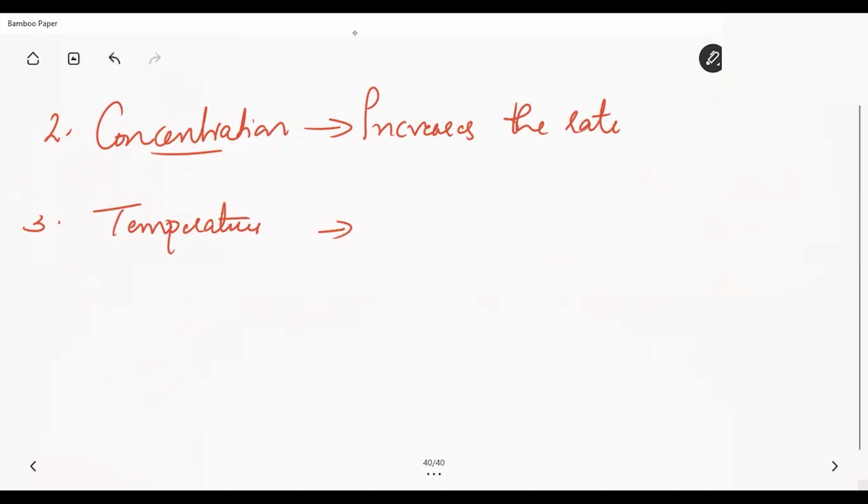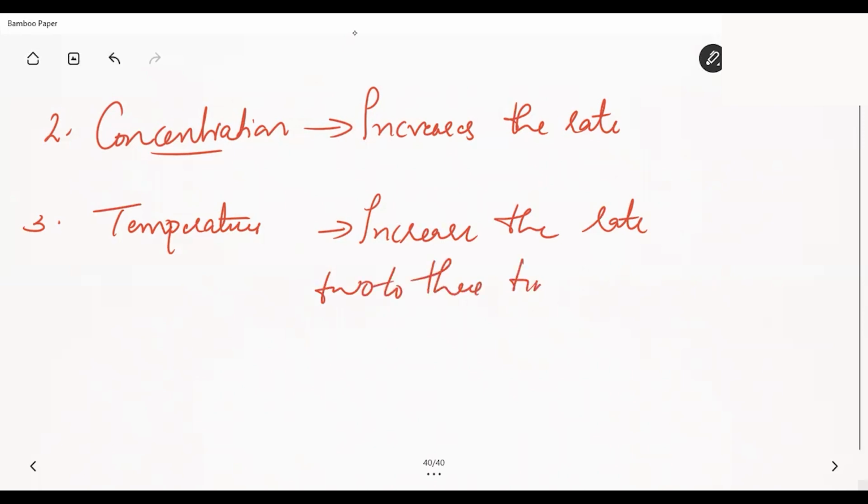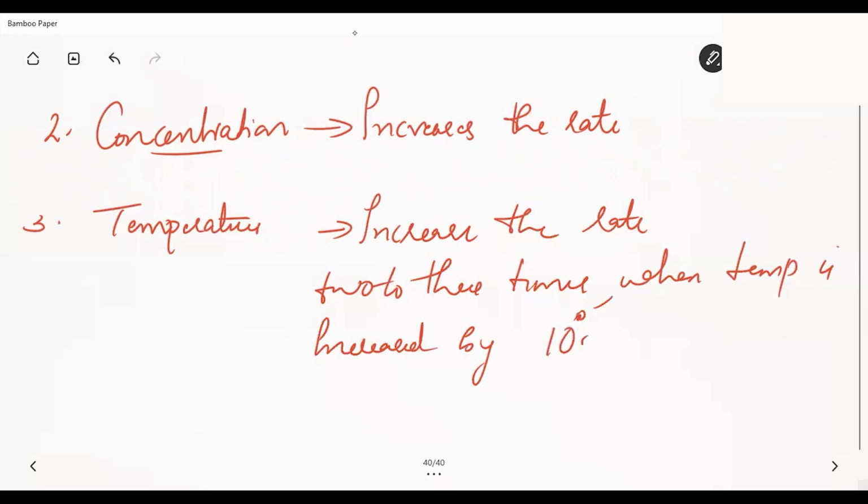So more collisions, right? So automatically what will happen? It increases the rate. Temperature increases, rate also increases. Actually, the rate of this reaction increases 3 times when temperature is increased by 10 degrees. Sorry, 10 degree. If we increase the temperature from 10 to 20 degrees Celsius, there is a chance of increase in the rate 2 to 3 times from the original rate. Okay, that is a very important point.